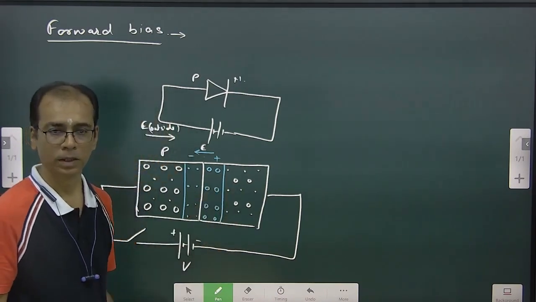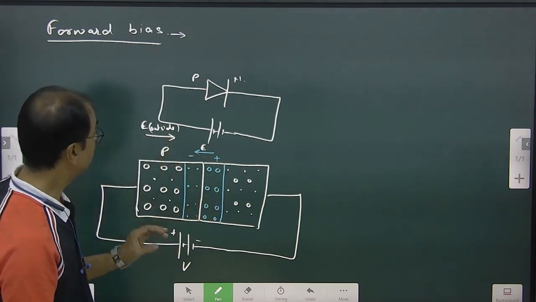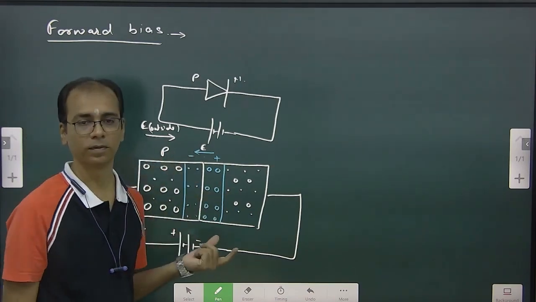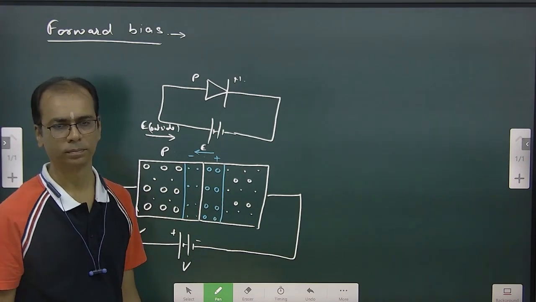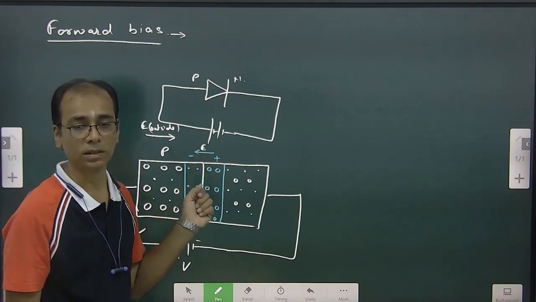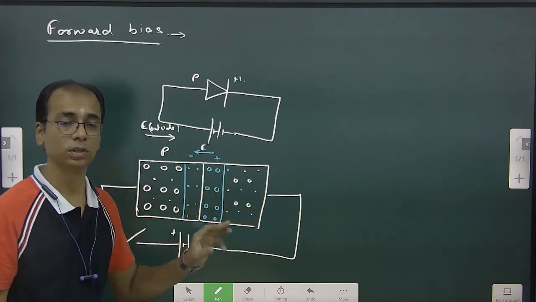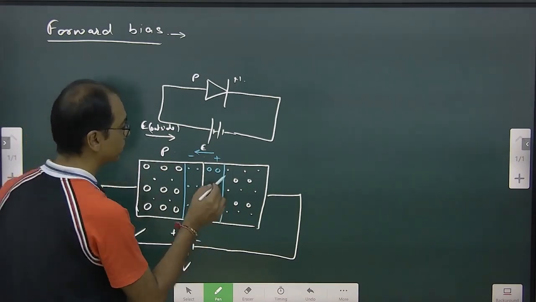Okay, this electric field is going to apply force on this. Till this outside electric field is smaller than this inside electric field, nothing can be done. But once this electric field becomes greater than this, there will be more force on these electrons. So what will these electrons do? They will start jumping.